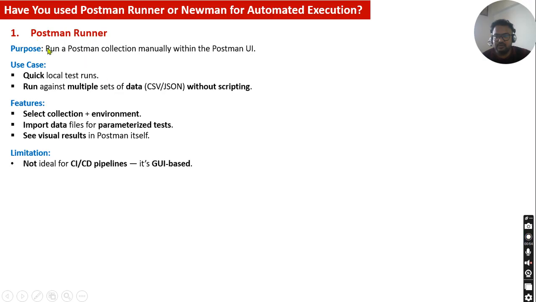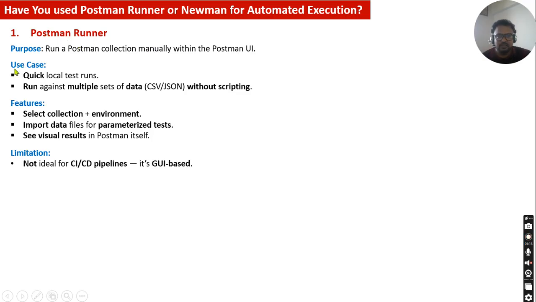The purpose of the Postman Runner is to run a Postman collection manually within the Postman UI itself. Okay, in Postman, a collection is kind of a folder which contains all the APIs we have created, like different folder-wise APIs. So to run all the APIs together we use Postman Runner.